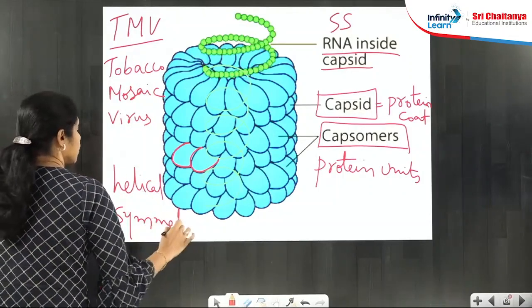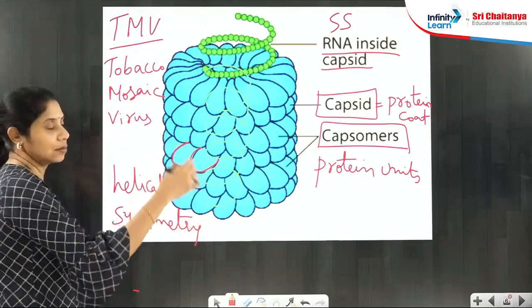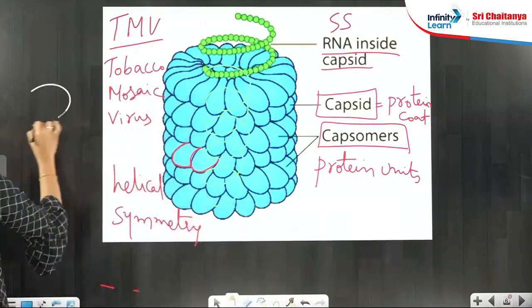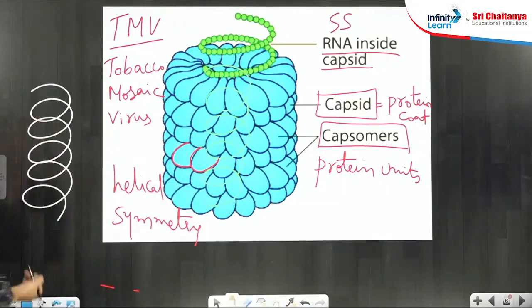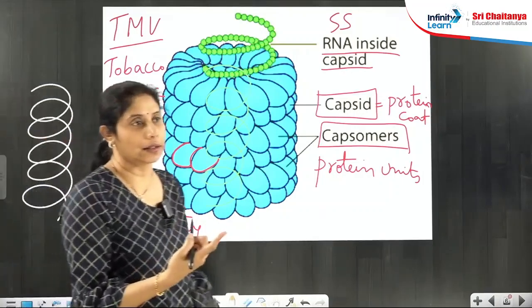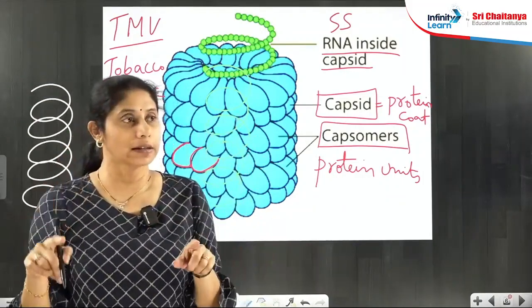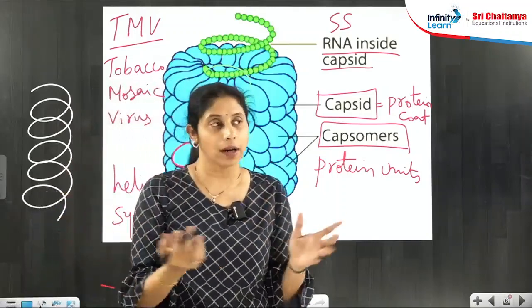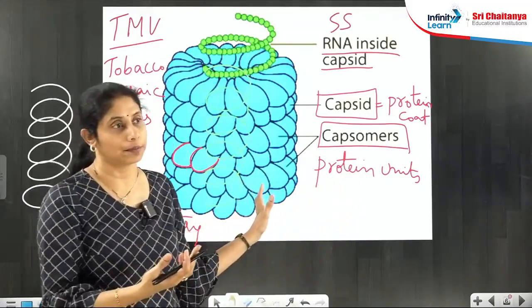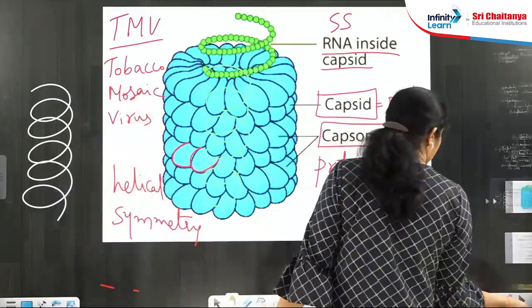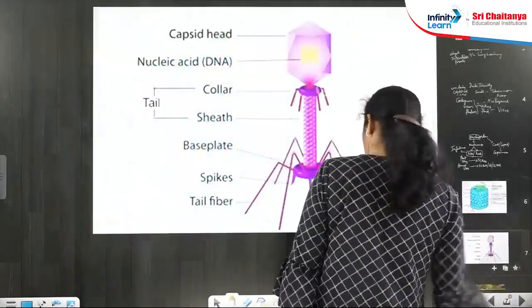That means that capsomeres will be arranged like a helix form. Like this, the capsomeres are arranged in helical form around that nucleic acid. But if it is showing the polyhedral symmetry or icosahedron symmetry, it will be having a different shape. This is the causative agent of tobacco mosaic disease.